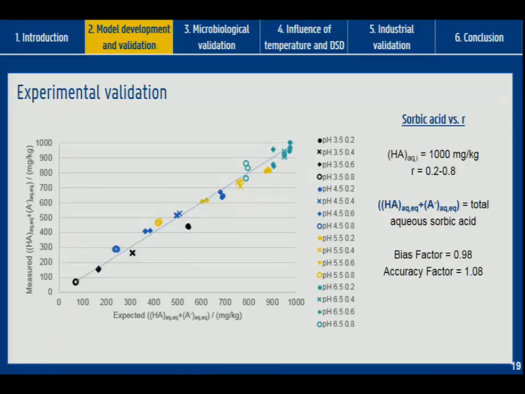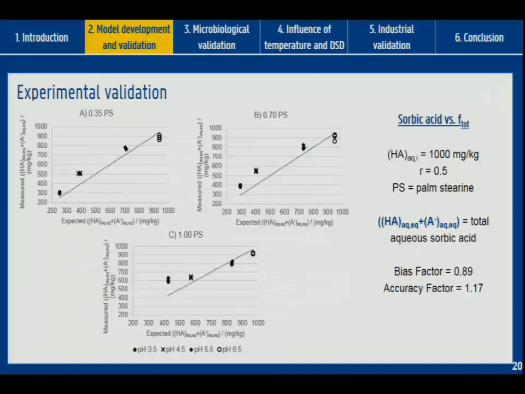And lastly, what happened with our solid fat? So 0.35 PS, PS meaning polystyrene, means that in the lipid phase there was 35% of solid fat. 0.7 means that there was 70, and 1 means that all of it was polystyrene. You can see that the higher the solid fat content, the more the experimental values differ from the expected line. This is best seen with low pH values.